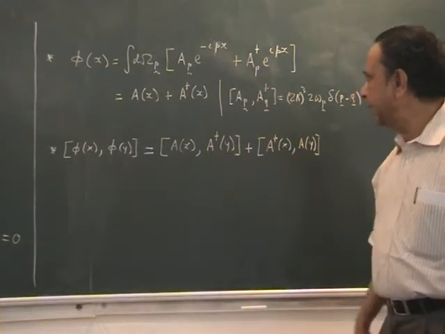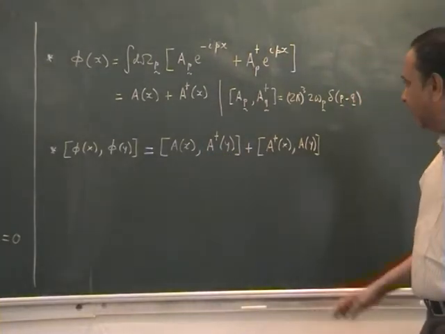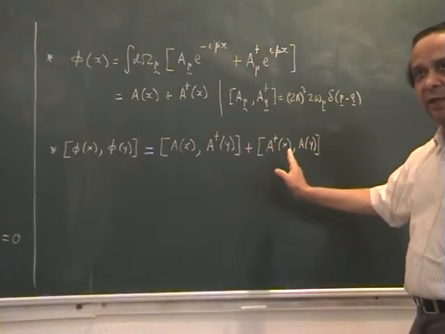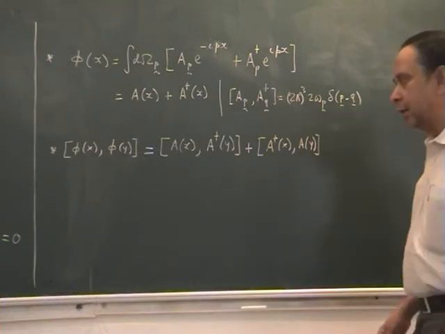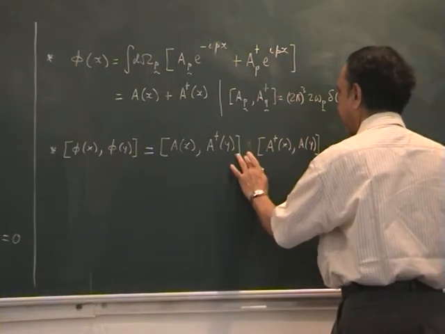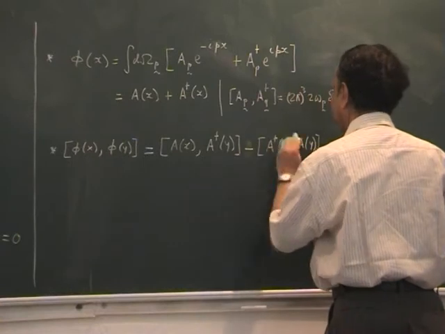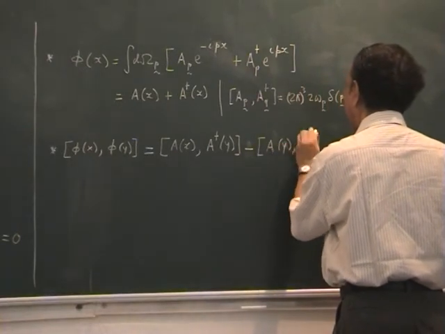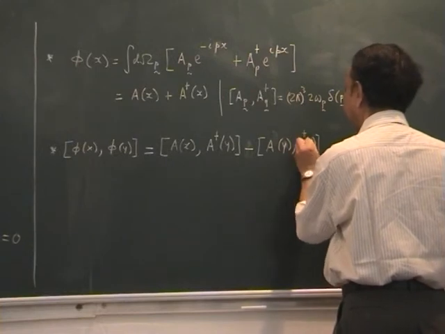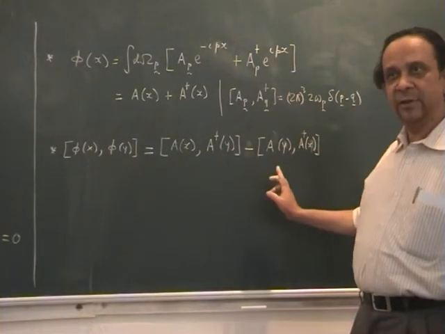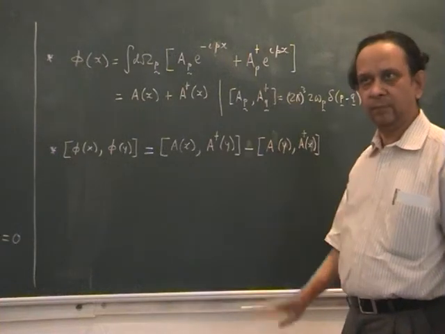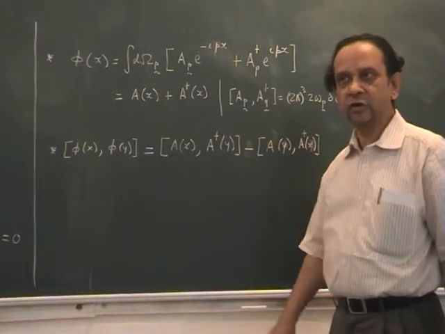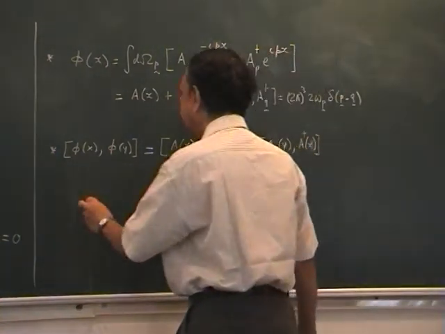So let us compute any one of them. First of all, it is obvious that this is just obtained by flipping the x and y. So suppose I put a minus sign here, then this is A of y, A dagger of x. So this is exactly the same as this with the x replaced by y. So I only have to compute this quantity. So let us go and compute that.